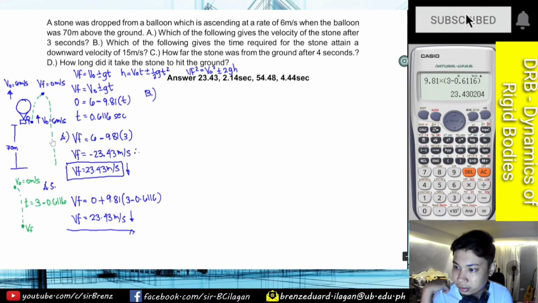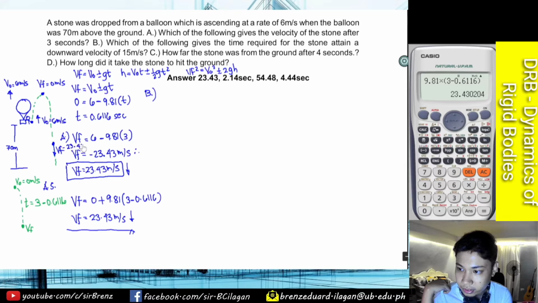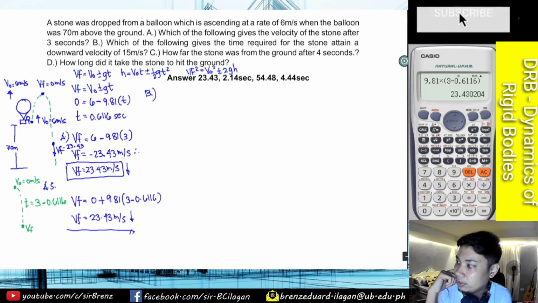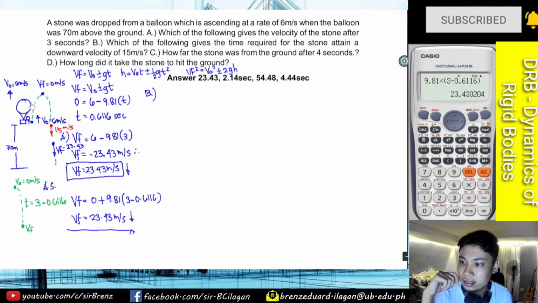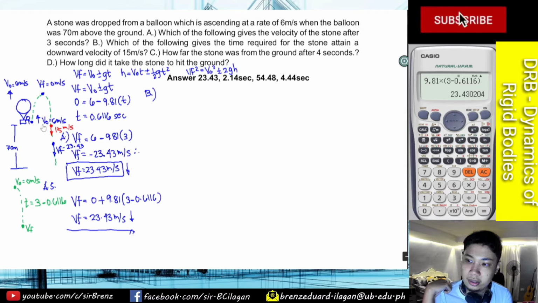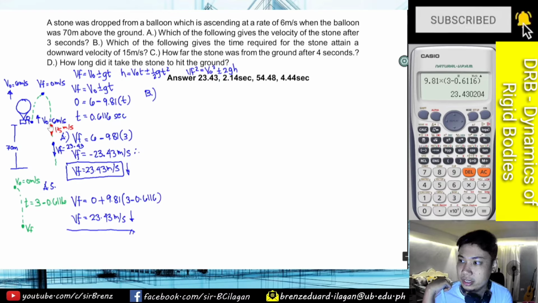So, let's just do this. For letter A, let's assume that it is here. So, its final velocity is 23.43. So, for letter B, let me make it red. Let's say it is somewhere here, where its downward velocity is 15 meters per second. Okay, so by applying this formula, again, what rules the direction here is your initial velocity. Now, any direction opposite to that will be considered negative.